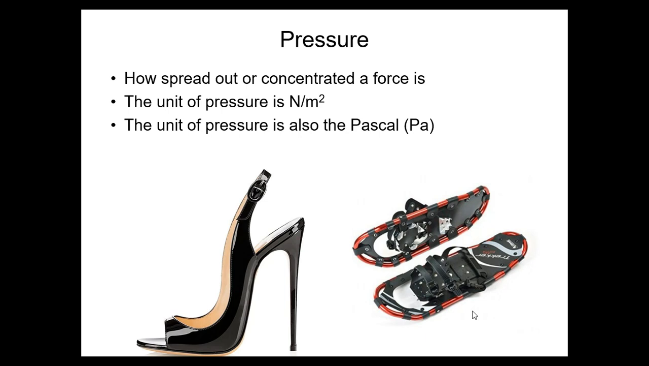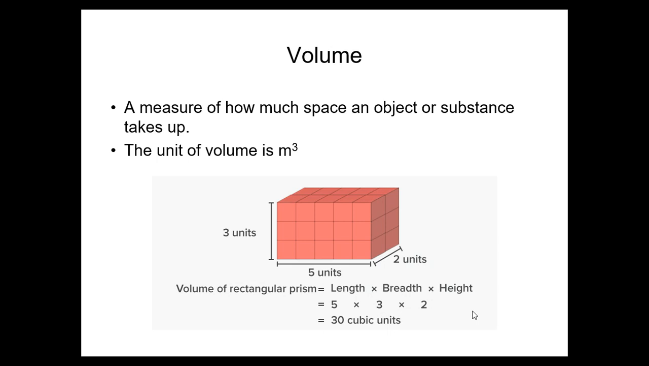The units of pressure. The unit is the newton per meter squared. You might also come across that called the Pascal or Pa. So two possible units for pressure, newtons per meter squared and the Pascal. Volume is a measure of how much space an object or substance takes up. The unit of volume is the meter cubed. You might also use, of course, volume of liquid in milliliters, liters, etc., but we're going to use the standard unit of volume, meters cubed.